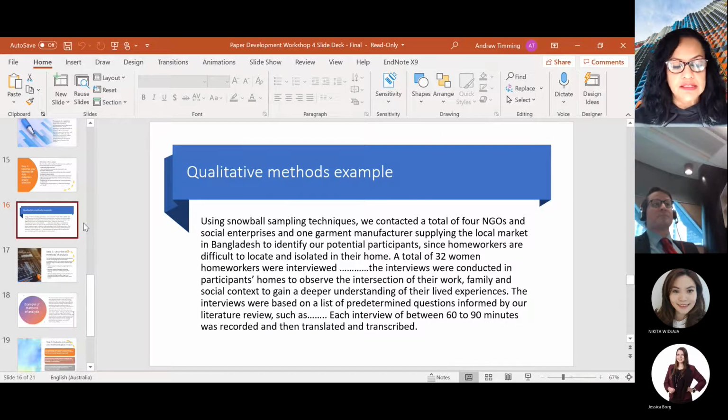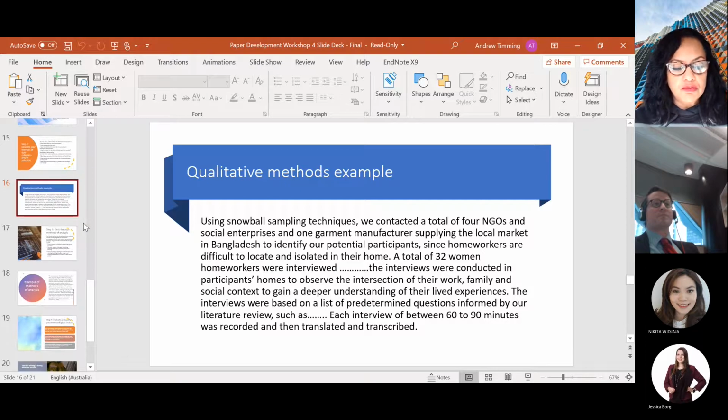Again, the other detail goes as the interviews were conducted in participants' home to observe the intersection of their work, family, and social context to gain a deeper understanding of their lived experiences. The interviews were based on a list of predetermined questions informed by our literature review, such as, and then the themes were discussed. And then it goes as each interview of between 60 to 90 minutes was recorded and then translated and transcribed. So just a little bit of summary of how you would systematically answer the questions that I've just mentioned about. Next slide, please.